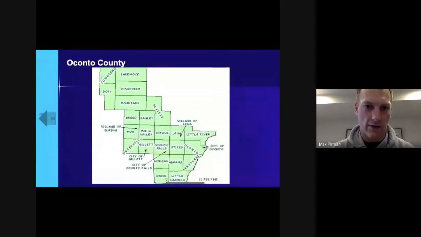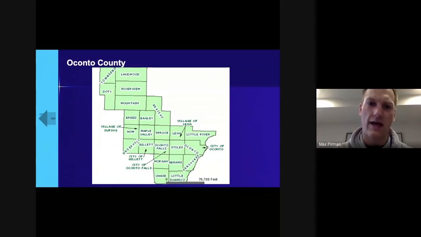Then you have Oconto County. So if you look at the bottom left-hand, the southern part of that map, you can see the town of Chase, town of Little Suamico. Some people live in the town of Morgan, town of Abrams. Some people always say, well, that's kind of interesting, Mr. Pierman, like the city of Oconto is extremely big. Well, there's the city of Oconto, but there's also the town of Oconto that's around the city of Oconto. Not confusing whatsoever.